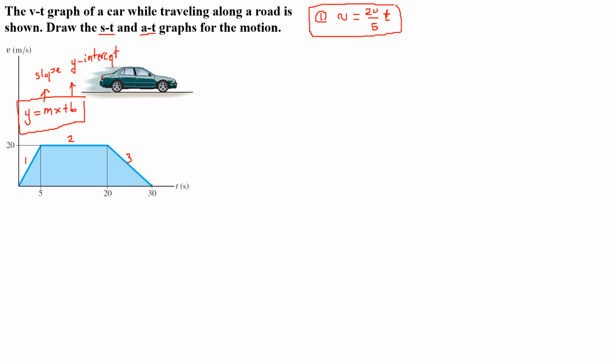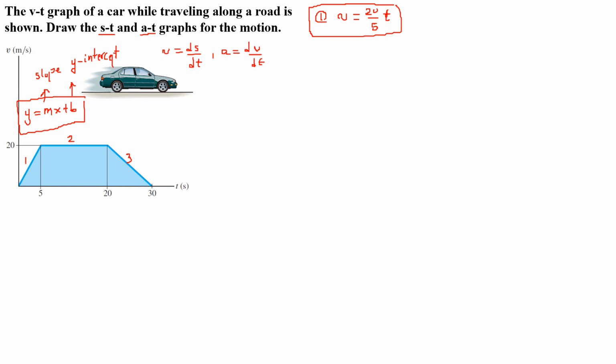Now, since I'm going to draw the ST and AT curves, let me find both S and A in this interval. To start with, let me find S. Of course, I'm going to use the kinematics relations, in which V equals ds over dt, and A equals dV over dt.